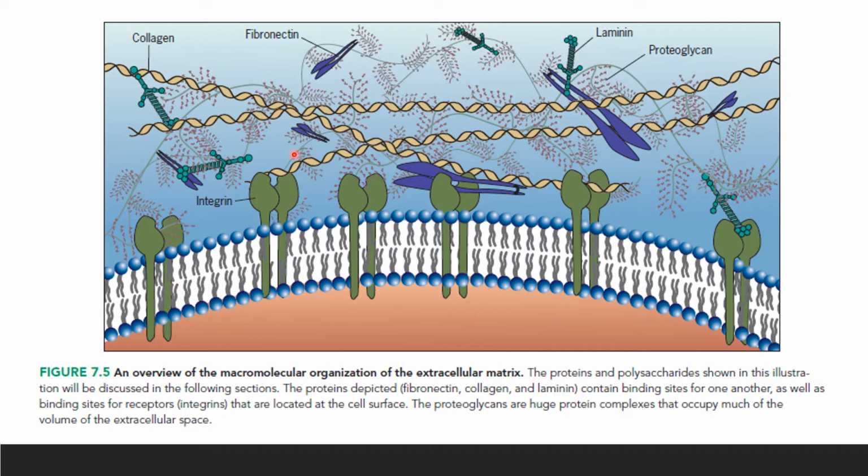So the proteoglycans, these smaller ones, are actually huge protein complexes that occupy much of the volume of the extracellular space. Okay? So in terms of the amount, the proteoglycan is the most abundant among them.